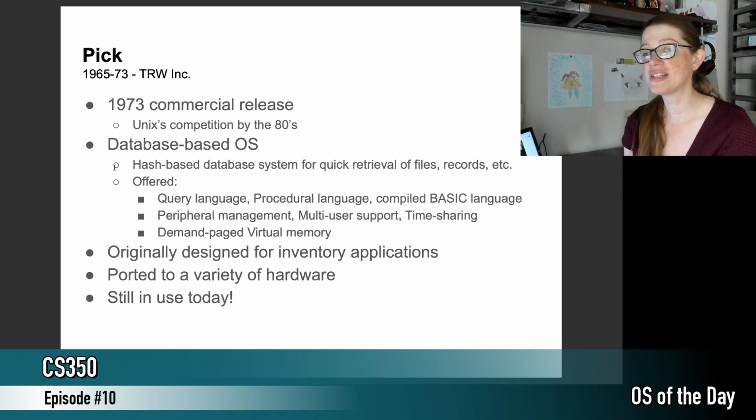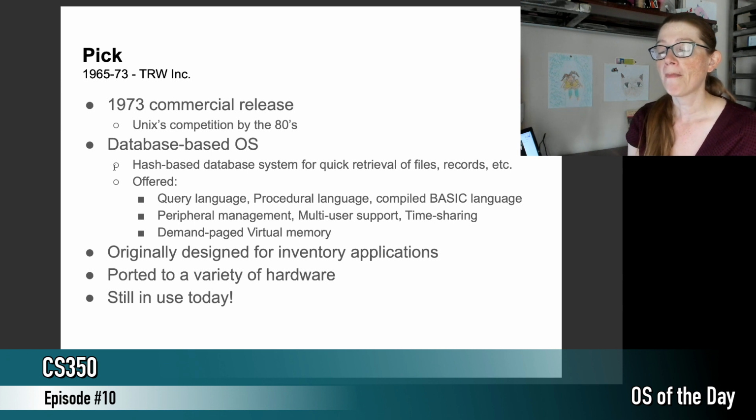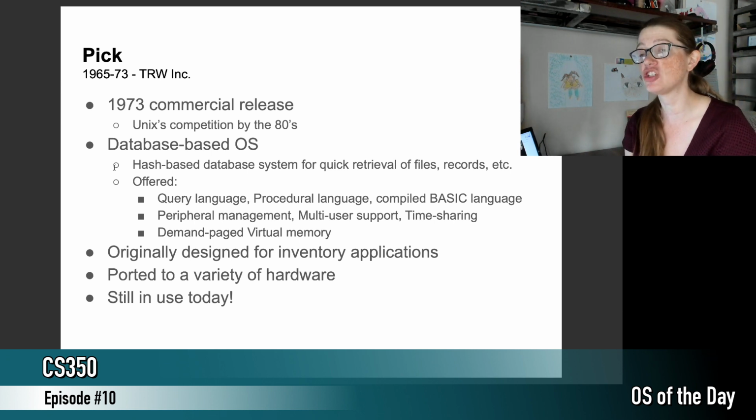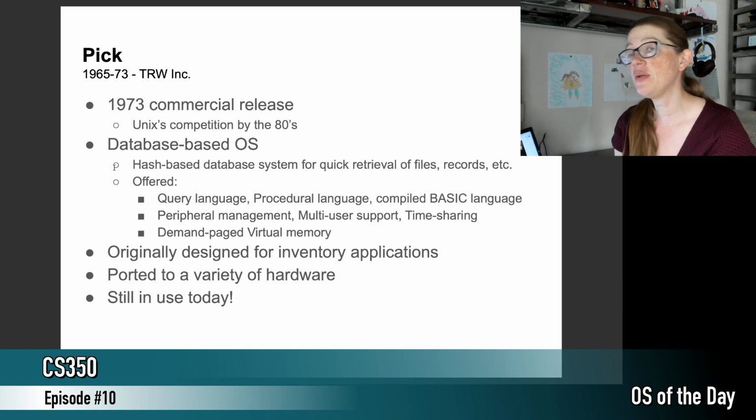And furthermore, what's kind of neat about it is it's said to be Unix's major competition by the 1980s. Now, what makes the PIC operating system so unique and so different from everybody else is the fact that it was based on database transactions. So they use hash-based databases for quick retrieval of things like files and records. And that actually led to them being able to do some very interesting tasks.